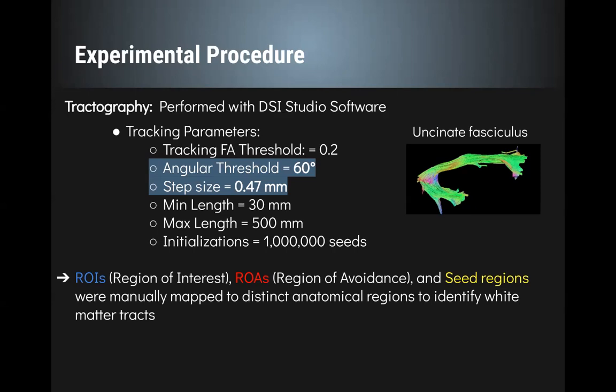So we used ROIs, ROAs, and seed regions. ROIs are regions of interest, ROAs are regions of avoidance, and seeds are where you start your tracking. And these were manually mapped based off of anatomical regions in the brain that we got from the structural image.